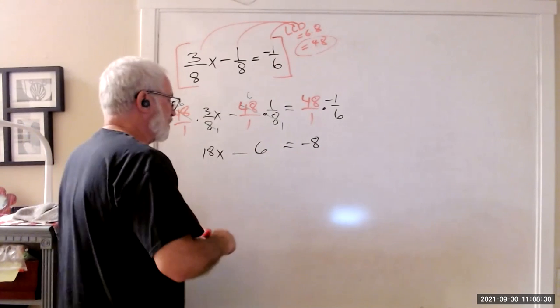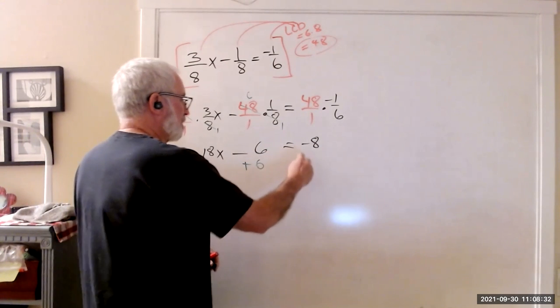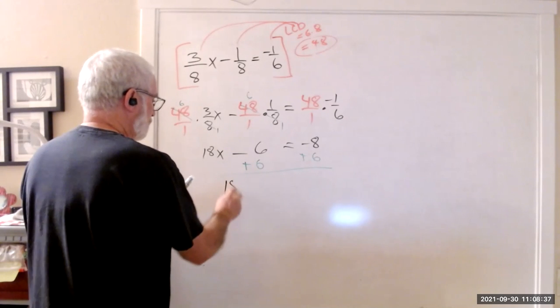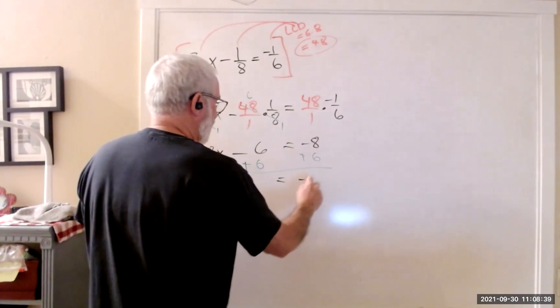We're going to add 6 to both sides. So we're going to get 18x equals -2.